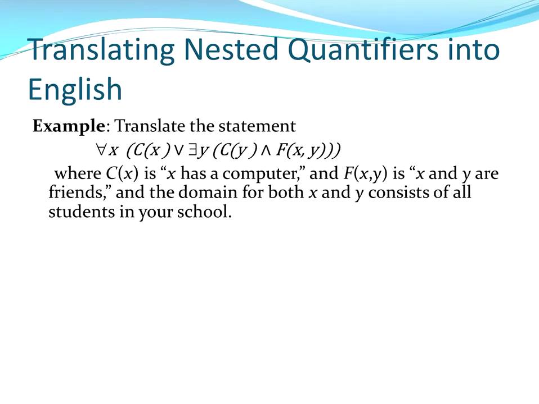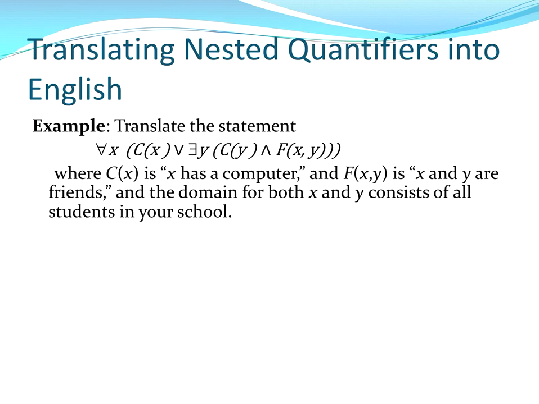We're in Rosen, Discrete Mathematics and its Applications, section 1.5 on nested quantifiers, and we'll do some statement translation using the nested quantifier concept. First, we're going to look at a symbolic statement, symbolic proposition. For every x, C of x or there exists y such that C of y and F of xy.